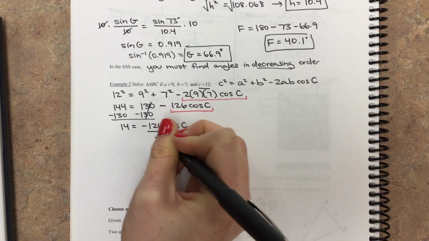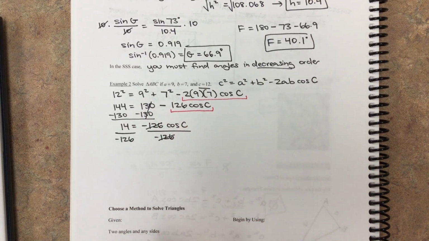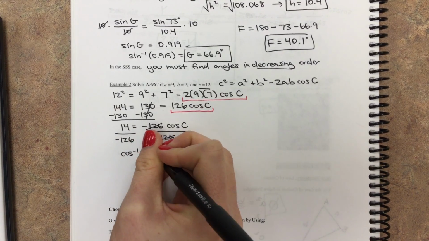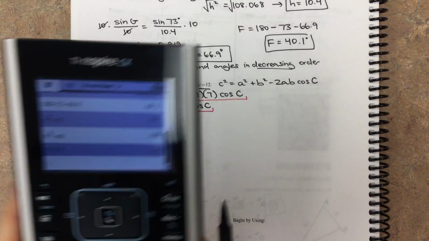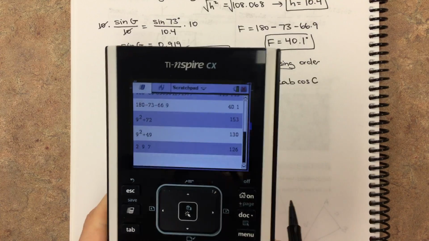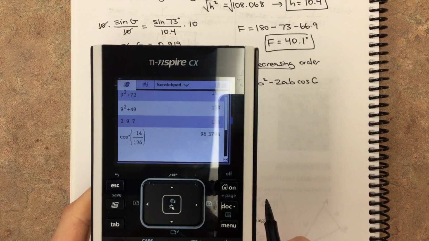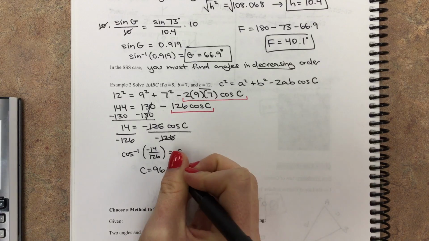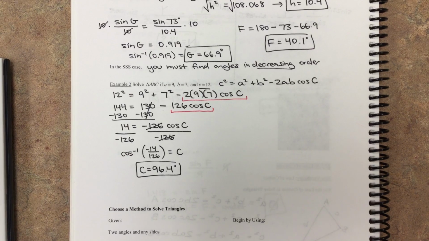Then we divide by this negative 126, and we can figure out what our value is. This will cancel out. So I take the cosine inverse of whatever this value turns out to be, and then I'll have my value for C. Okay, so let's plug that in. Cosine inverse of this gives me my angle. I get about 96.4 degrees. It's not ideal to find an angle using the law of cosines. It's pretty tricky. So we want to do law of sines next, for sure.